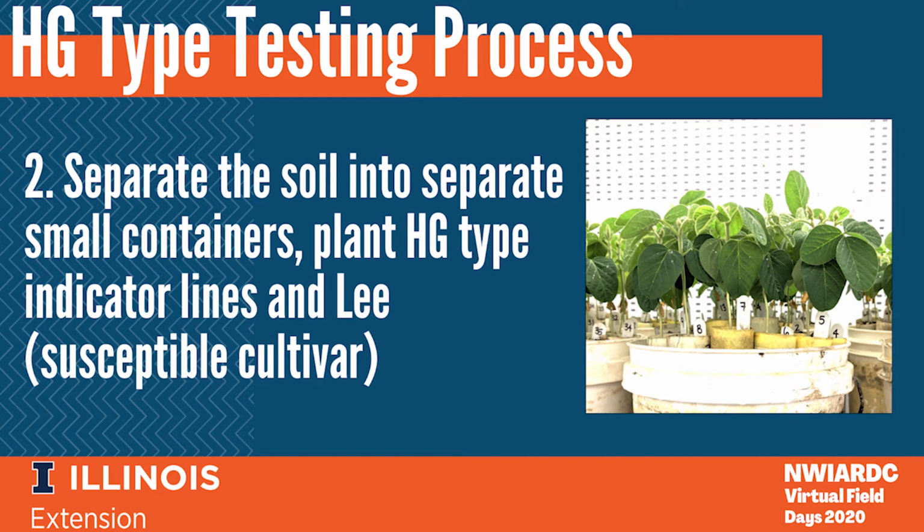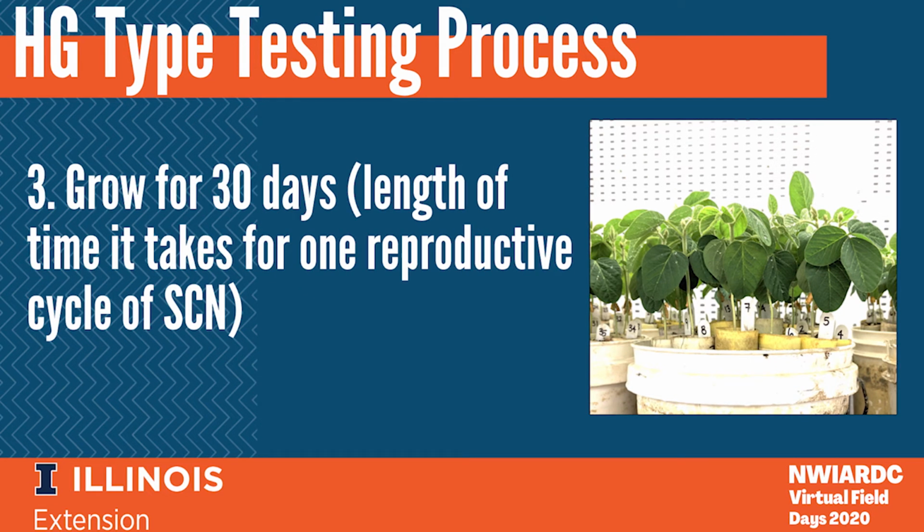So the soil from the population increase is separated and planted into these smaller containers. I should point with my arrow, not my hand. And then the different indicator lines are placed into these small containers, as well as Lee, which is our susceptible cultivar that we compare all other indicator lines to. So those again grow for 30 days. And 30 days isn't some arbitrary number. It is the amount of time it takes for soybean cyst nematode to undergo an entire life cycle.